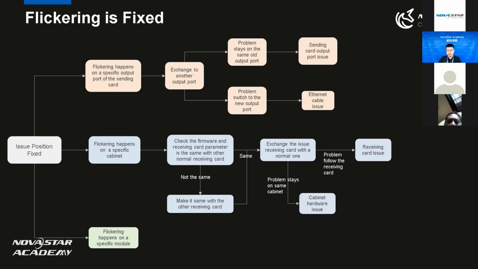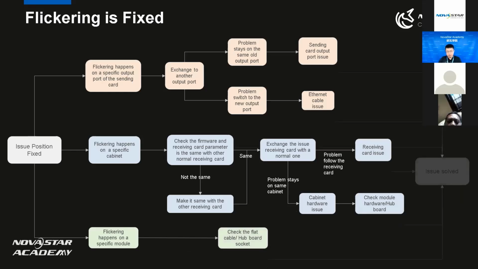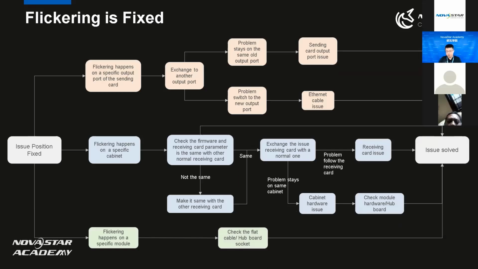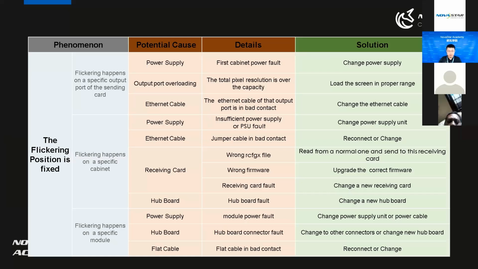And if the problem stays on the same cabinet, the reason should be the module or the hardware. So this is the process. And if the flickering happens on a specific module, you can try to check the flat cable hardware socket. So finally, we will get the issue solved. And here is a picture that lists all the potential causes, and we have solutions for that. So maybe you can take a picture to keep this as a record.